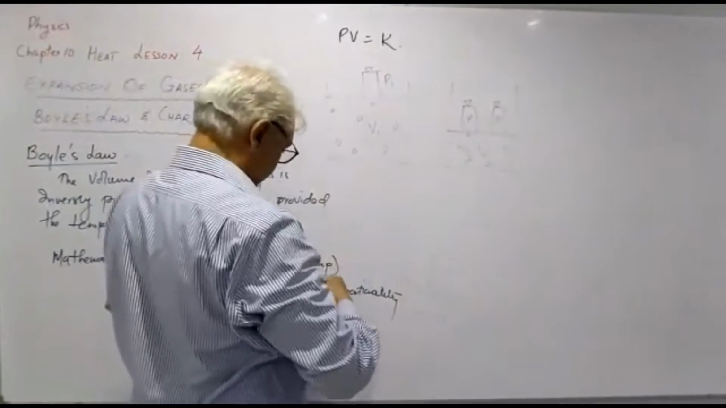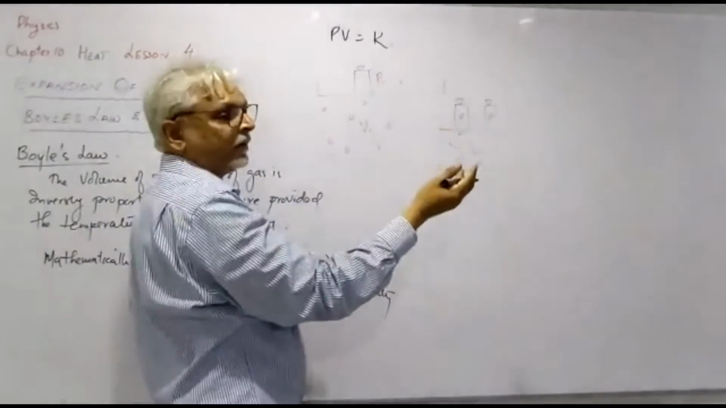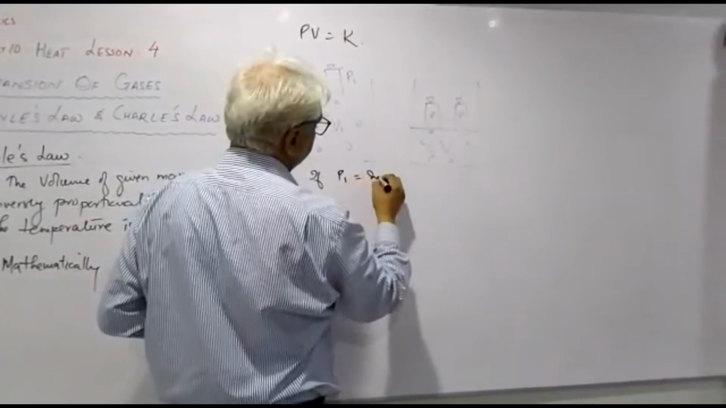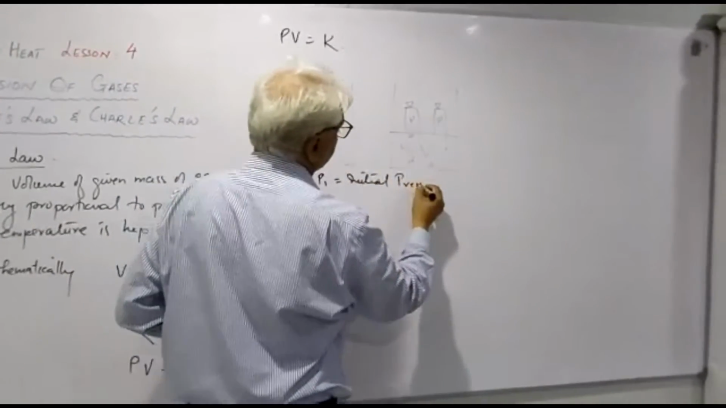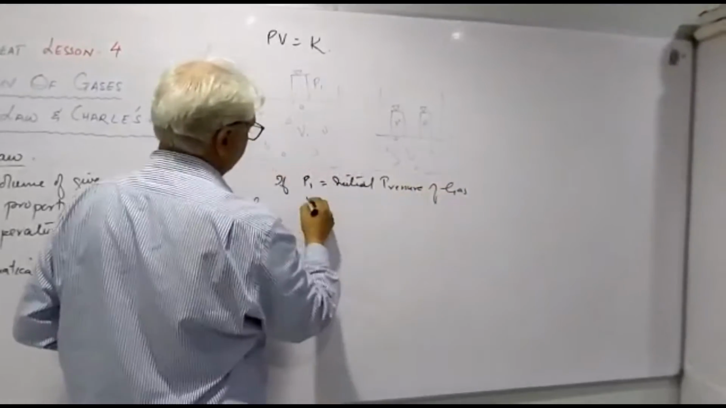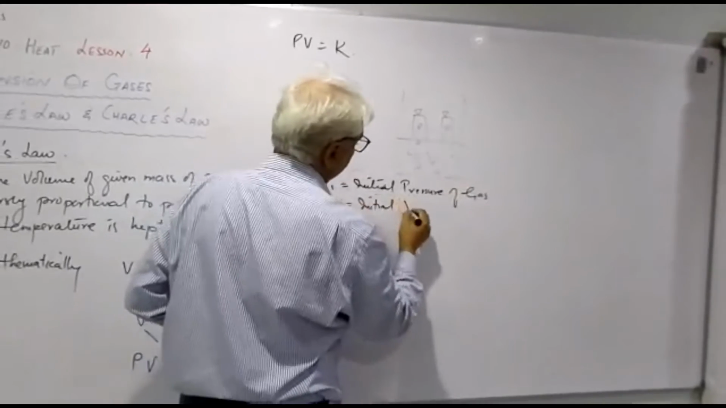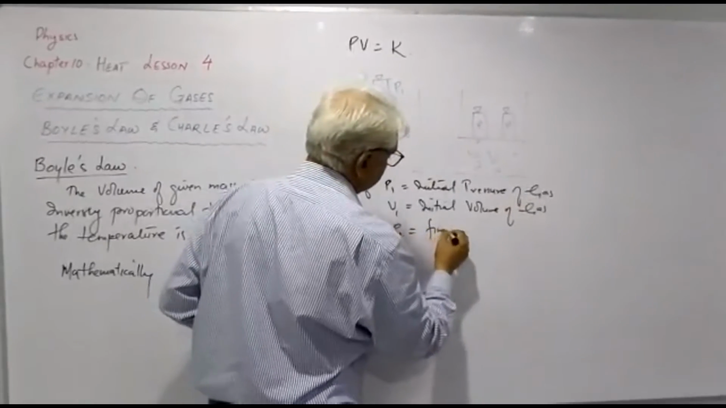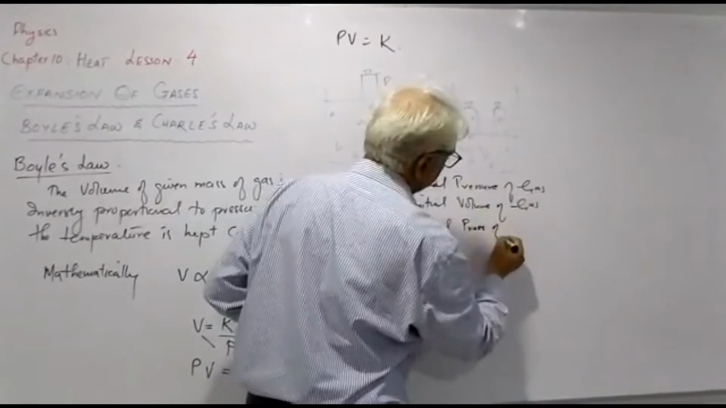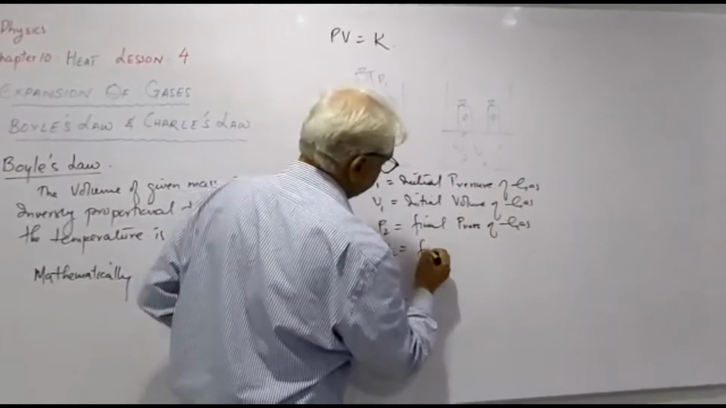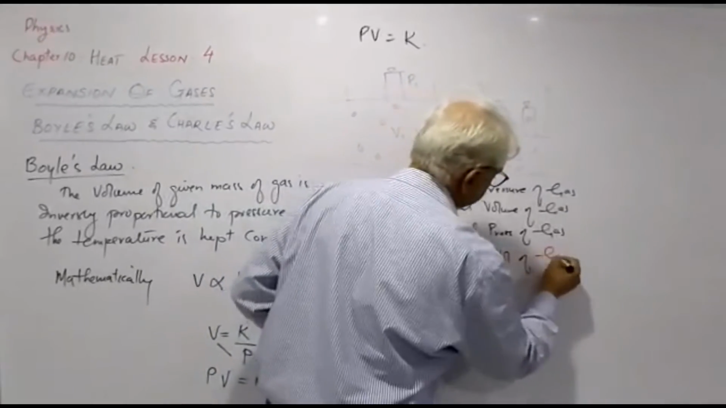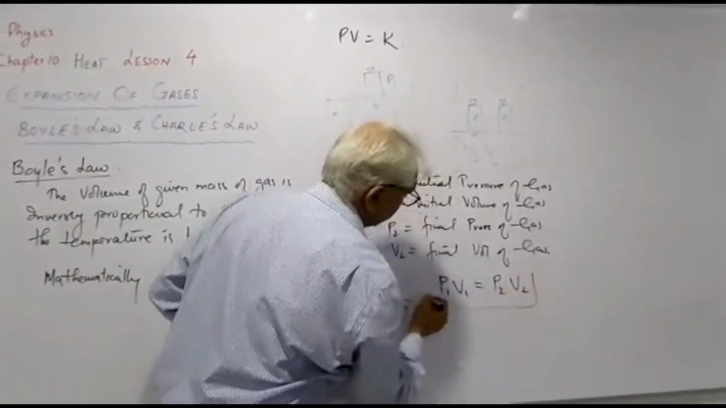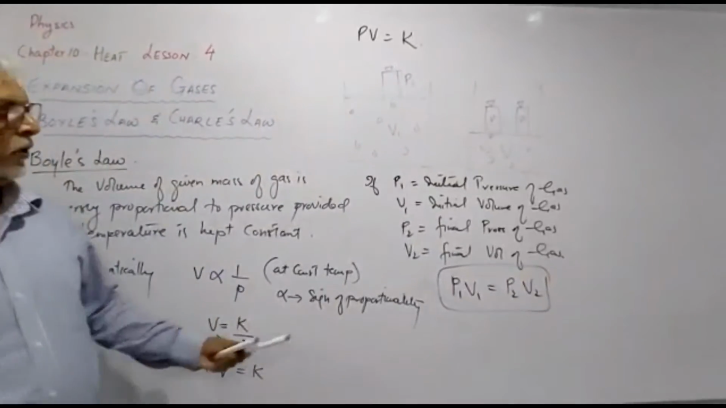This equation can now also be written down as, if you're comparing the initial and final pressure and volume of a gas, I can say if P1 is the initial pressure of gas and V1 is the initial volume of the mass of gas, and P2 is the final pressure of gas, and V2 is the final volume of gas, then our equation will be P1 V1 equals P2 V2. So this is what Boyle's law is all about.